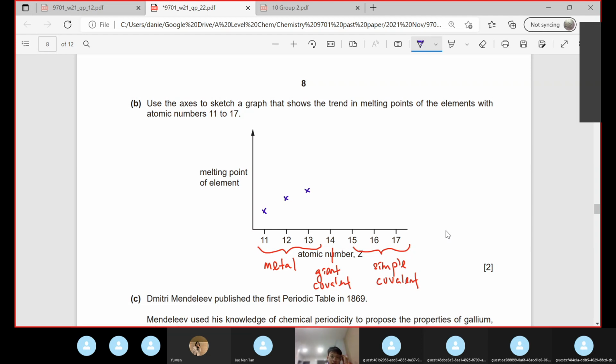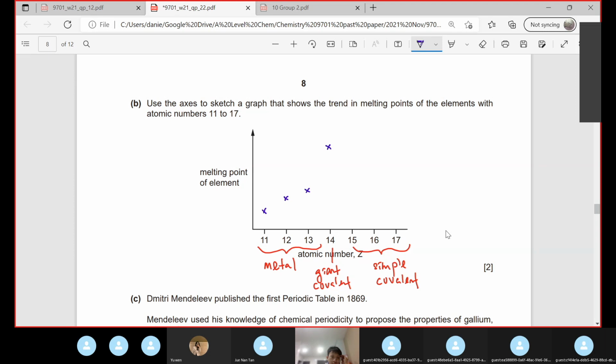14 is Si, silicon, so it exists as a giant covalent compound. It has an extended structure. So the bonding present in silicon is the covalent bond, and it has an extremely high melting point, even higher than that of metallic bonding.